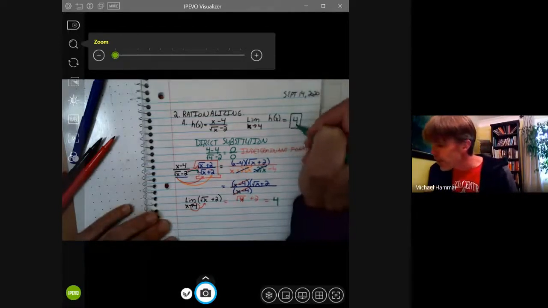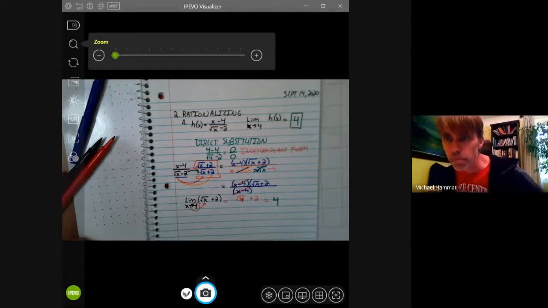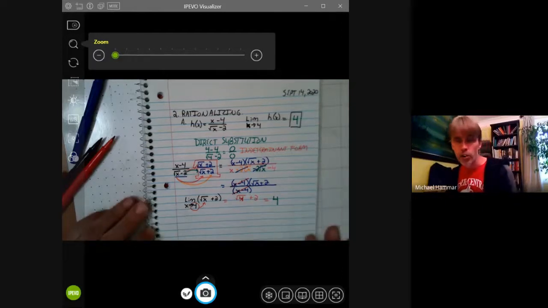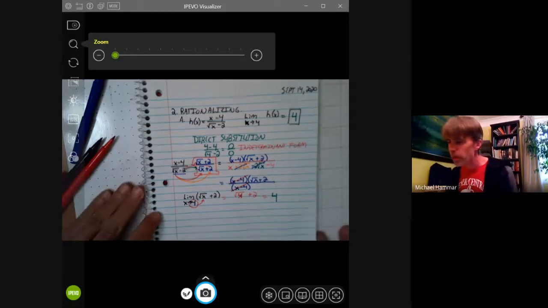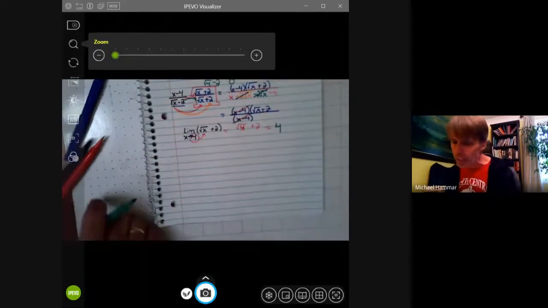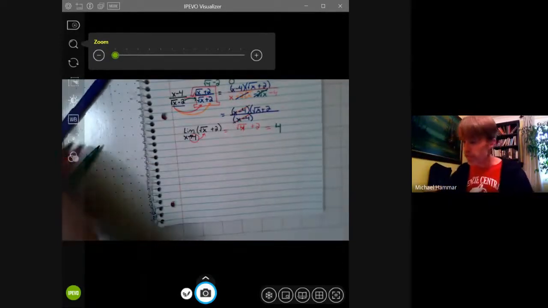So what is the limit as x approaches 4 for h of x? The limit is 4. This is the process of rationalization, okay? This is what we're doing when we're trying to get rid of the part that is creating the indeterminate form. So now let's take a look at a little different sort of example.